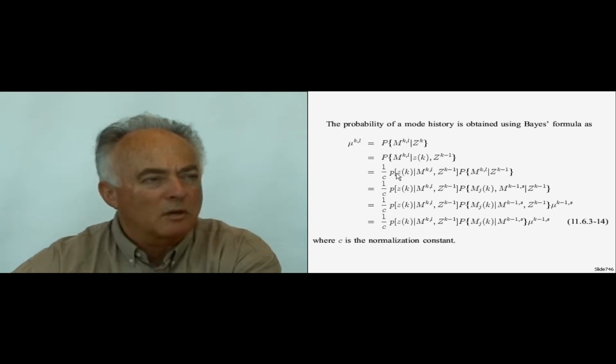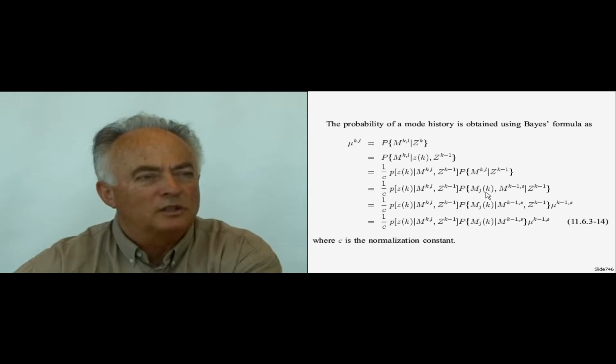This will be kept as is because this is the likelihood function at time k of the sequence number L. The second term will be decomposed. The M^{k,l} really is the joint event that at time k we have mode j, that's the last element of this sequence. This is the parent sequence M^{k-1,s}. So this is equal to these two events.